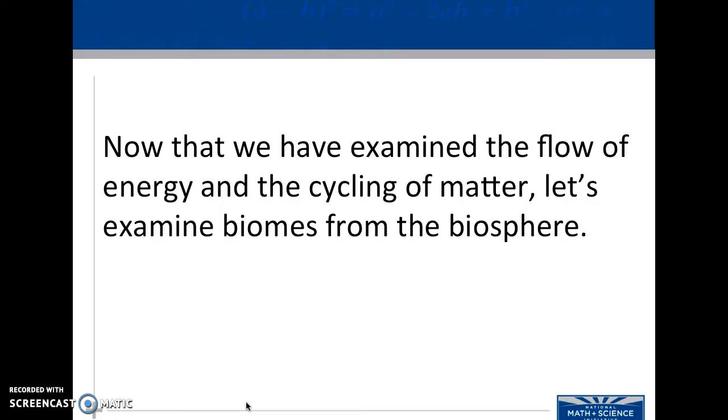So now that we've examined the flows of energy and the cycling of matter, so we've talked about energy, talked about matter, we're going to examine the biomes, and knowledge of each of these biomes is important. I wouldn't know every single detail about them, but I would make sure that you are familiar with each of them. I'm going to pause here and then we'll watch the last clip. That will be just about the biomes and then you will be done.